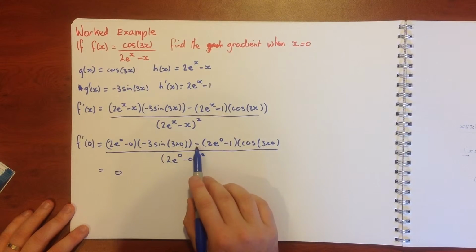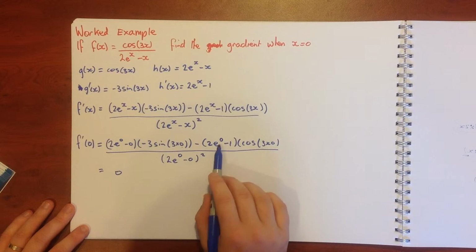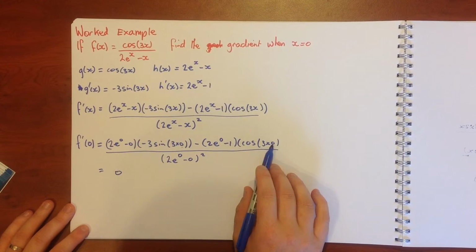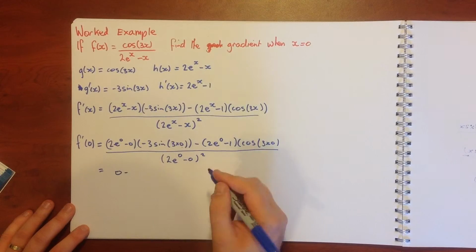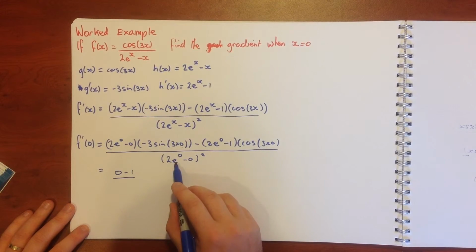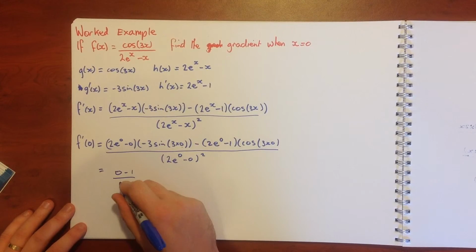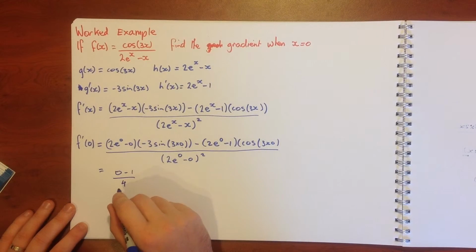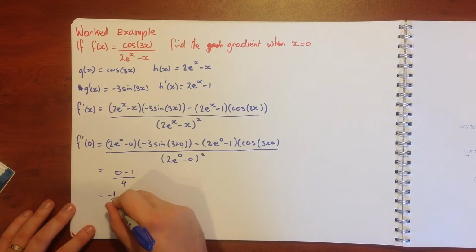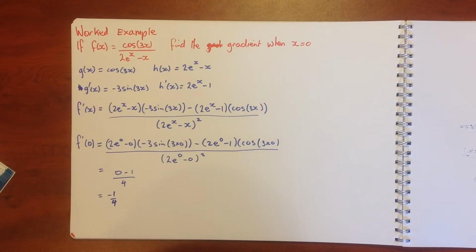Then we've got that 2 take 1 is 1, times 1 is 1, so we're taking away 1 again, over 2 take 0 squared, which is going to be 4. So we're going to get 2 minus a quarter. And that's the last worked example we have for this section.